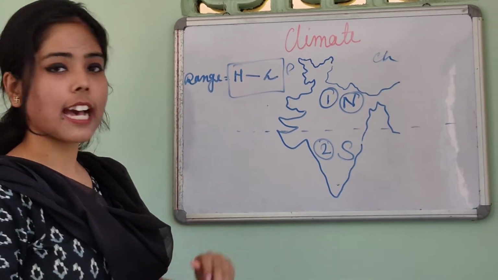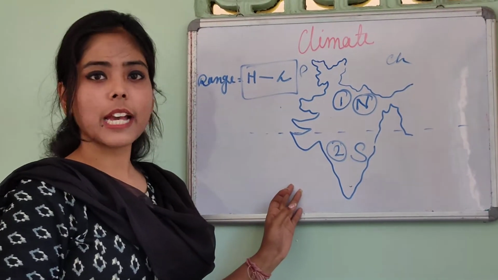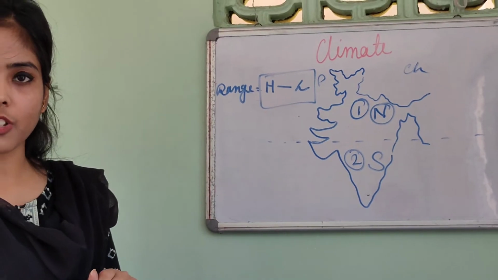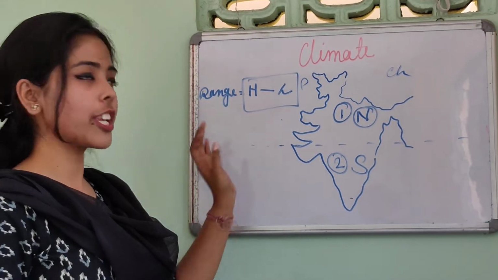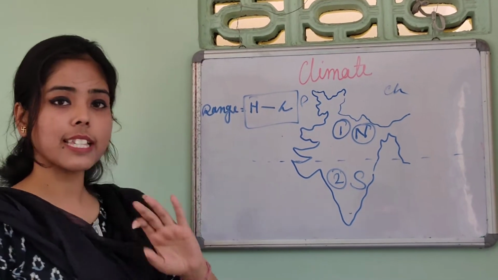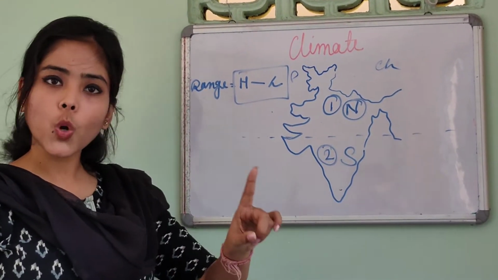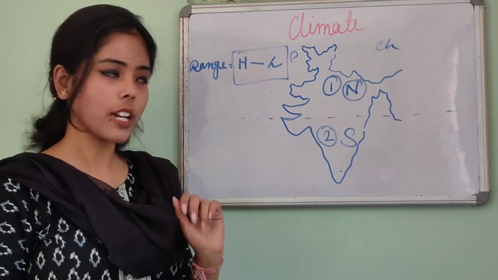And next, in the southern part, here you can find the tropical type of climate with low range of annual temperature. Low range means, after that I will discuss about the range of temperature. Okay, first just listen to the characteristics. Here it is tropical, low range of annual temperature with heavy rainfall.